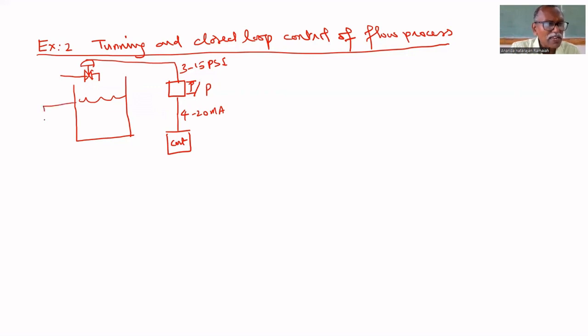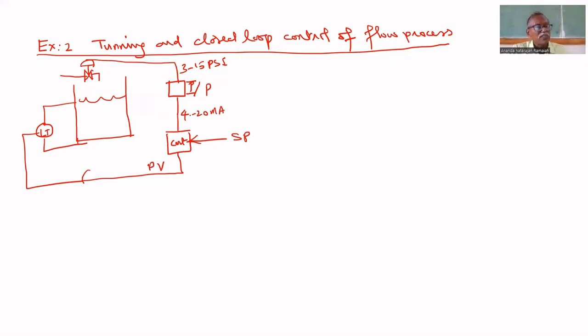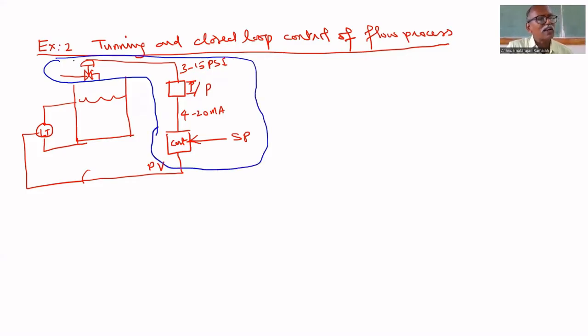For that, we have to measure the level. A level transmitter is there. Already we have seen that a DPT is used to measure the level. And it is compared with the set point. Set point is given to the controller, and the process variable is also given to the controller. It finds the difference and gives 4 to 20 milliamps according to the level. If you consider this part alone, that is called flow process. Here, to control the level, we are actually controlling the flow rate.